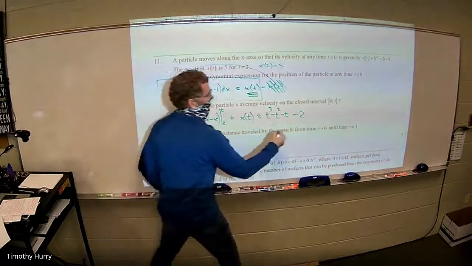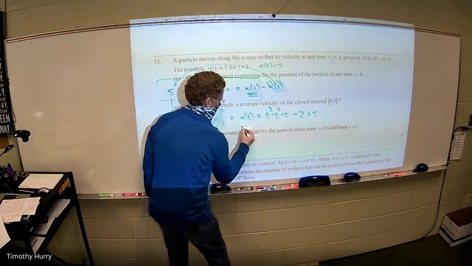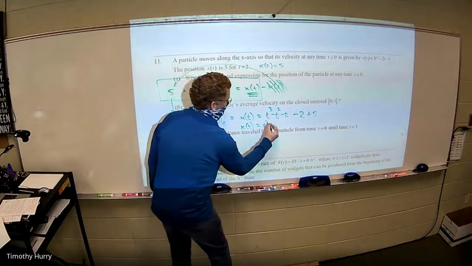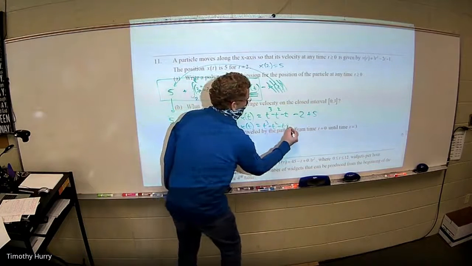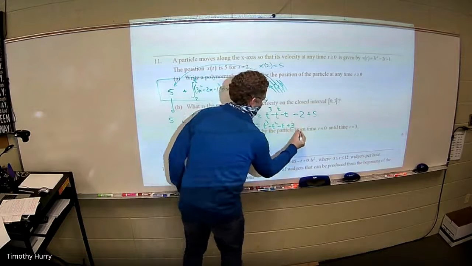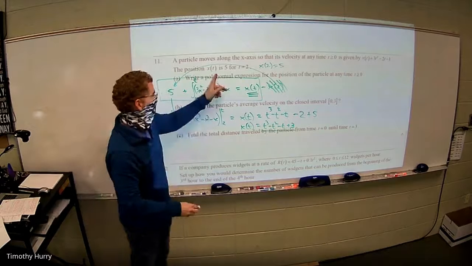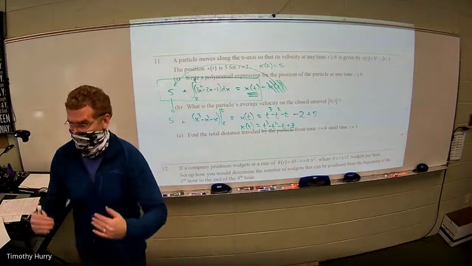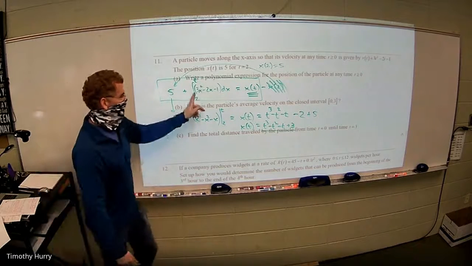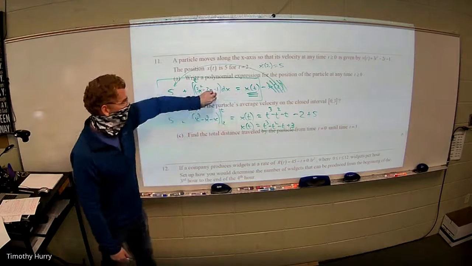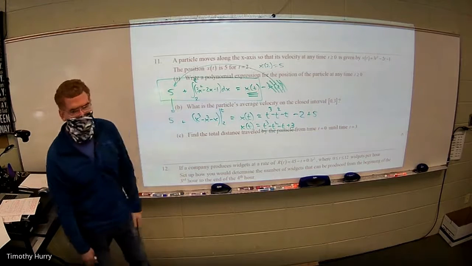Right? You still have the 5 there. And when you clean all this up, you get t cubed minus t squared minus t plus 3. So that's what I would probably want to have if I said polynomial expression. But I would probably only say expression, so you could stop right here. X of t equals the change added to that initial 5.